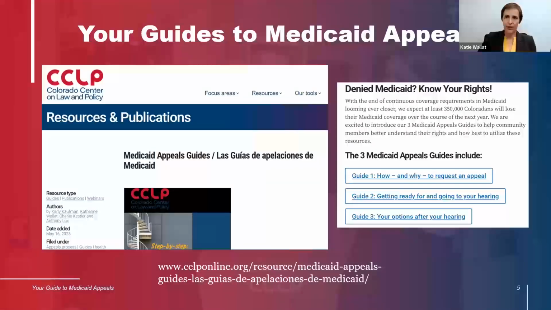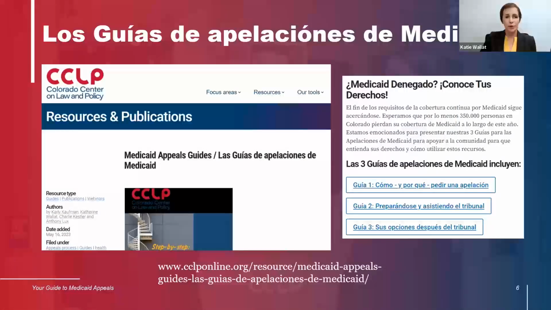So to help community members, such as yourselves, really better understand these rights and how to access them, we created 3 guides as references for Medicaid members and their case managers in English and in Spanish. And what I'm showing you now is an image of our website and the guides that are posted there. So what we did is, with the help of a wonderful legal intern, along with multiple members of our staff, we did a deep dive and reviewed the regulations and all the laws that outline the appeals process for Medicaid. And we pulled that information together into 3 separate guides that use non-legal and accessible language to help Medicaid members, case managers, and other folks in this space know how to navigate this process.